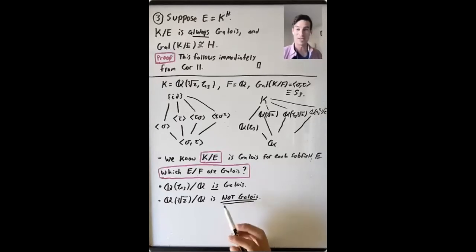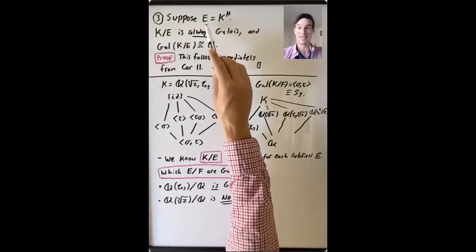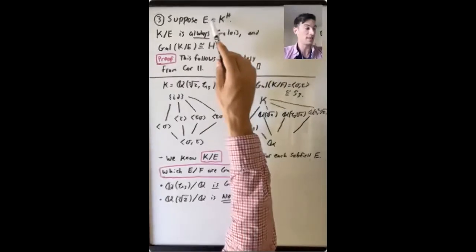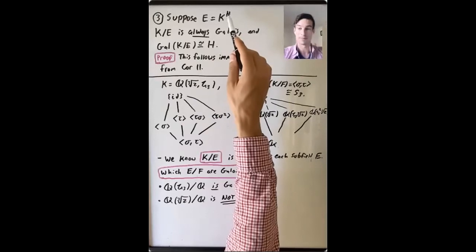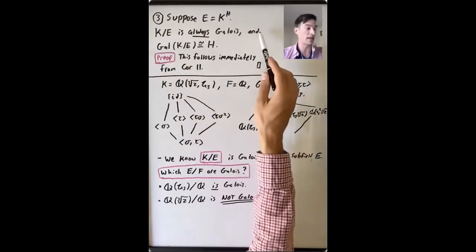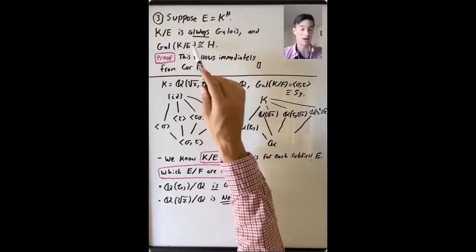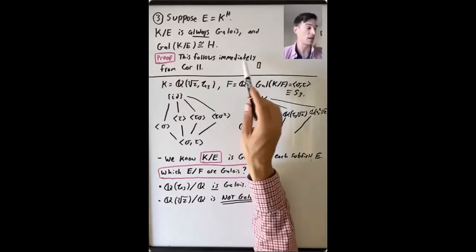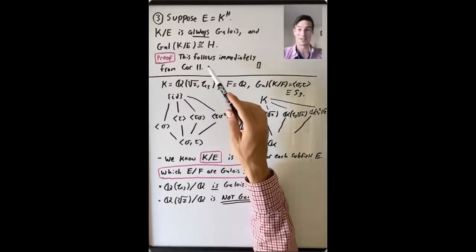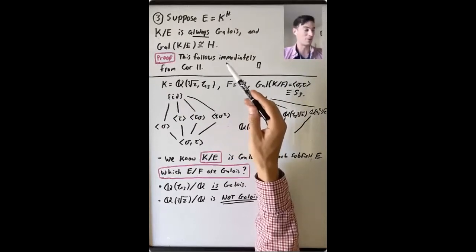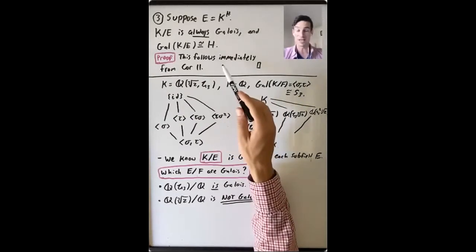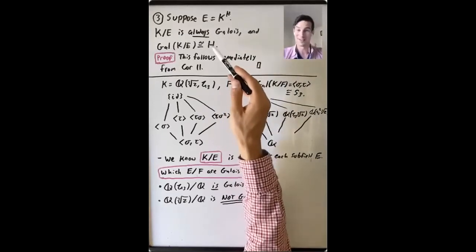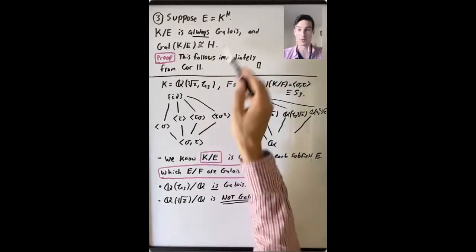Let's talk about our next property of the Galois correspondence. Let's say that E is a subfield of K containing F. It's the fixed field of some subgroup H of G. So let's say that E is the fixed field of H. K over E is always a Galois extension, and the Galois group of K over E is isomorphic to H. And this is something that we've pretty much proven already. This follows immediately from corollary 11, which says you have some finite subgroup of the group of automorphisms of a field, and you take its fixed field, and your field K is a Galois extension of that fixed field with Galois group isomorphic to your subgroup. Okay, so there's nothing to prove here.